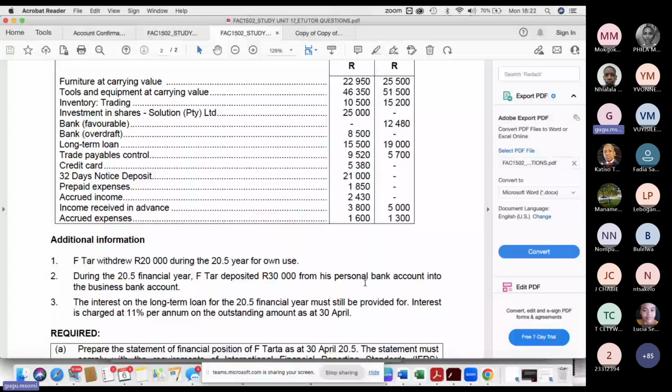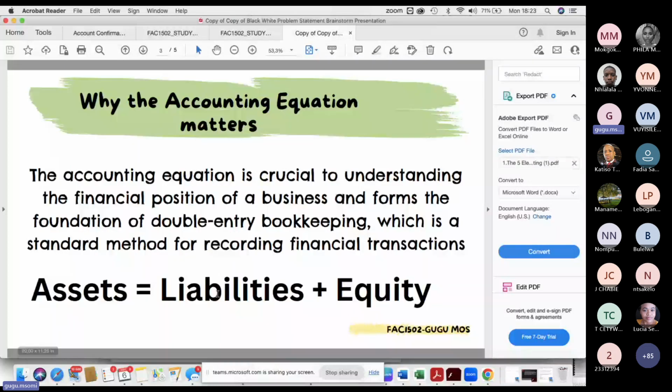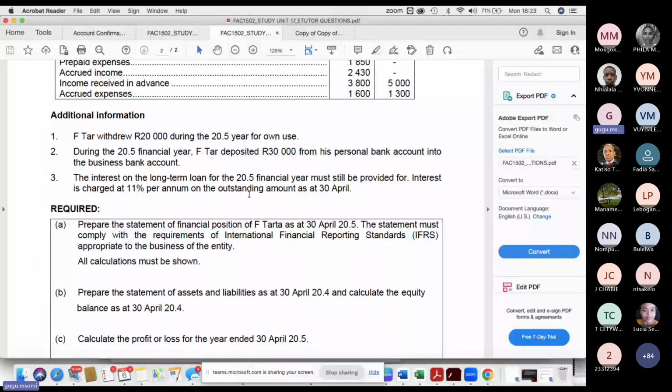And then the questions. If you recap the question, question A asks us to prepare a statement of financial position. So that's basically completing the equation. So we're going to have your assets, your liabilities, and your equity. So your balance sheet balances. We go back, and then question 2 asks us to prepare a statement of assets and liabilities as at 30 April. So the prior year, you're listing again your assets and your liabilities for the year.